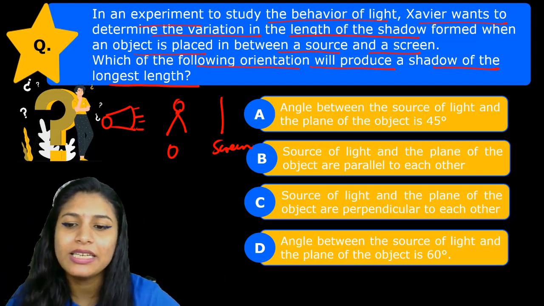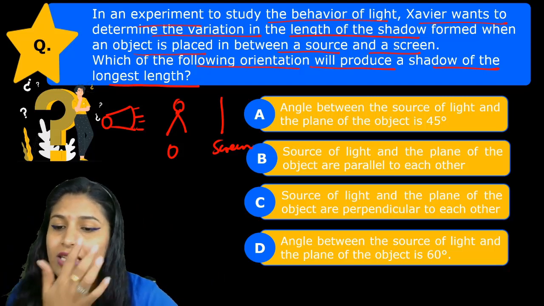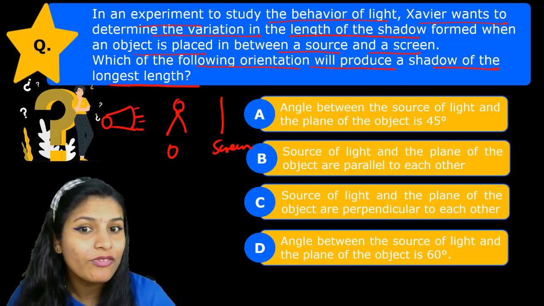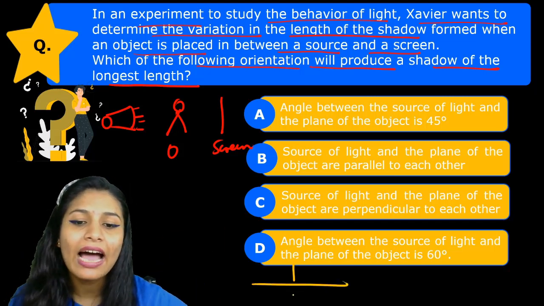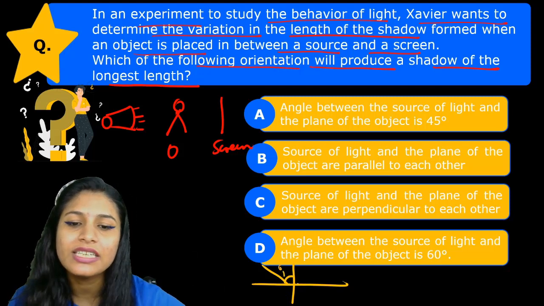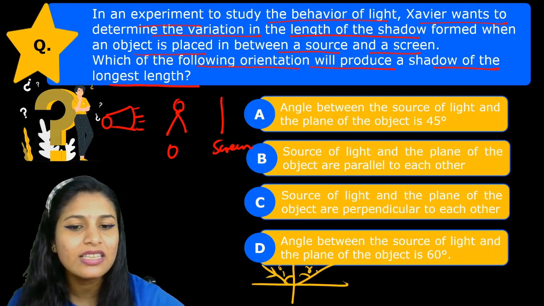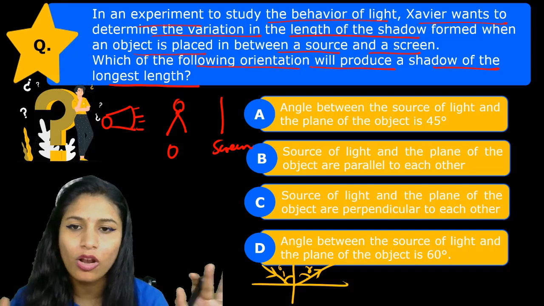Okay, let me tell you one thing. All of us have learned about the laws of reflection in our previous class, that is 7th class. What is it? The angle of incidence. This is the angle of incidence. It is equal to angle of reflection. That we know. We all of us know this.